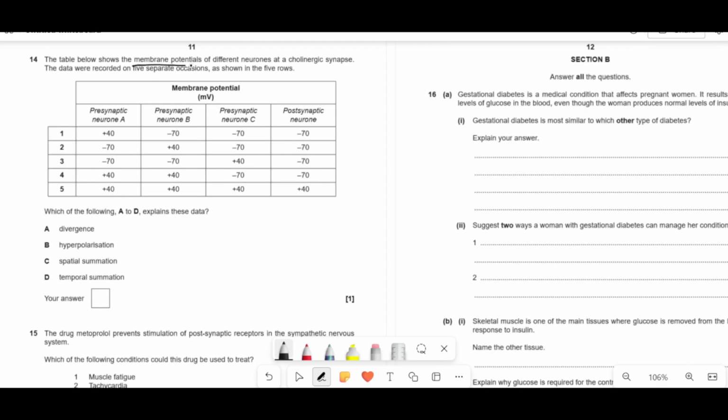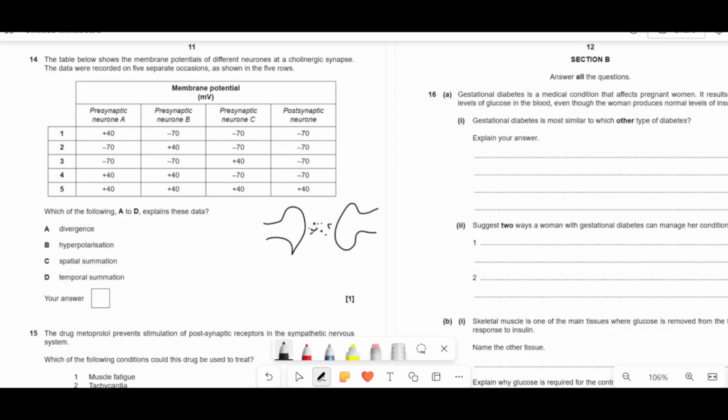The table below shows the membrane potentials of different neurons at a cholinergic synapse. Remember that a synapse is where you have a presynaptic neuron and a postsynaptic one, which could be another nerve, or a muscle or a gland. At a cholinergic synapse, an action potential arrives because of depolarization of the presynaptic membrane. This opens voltage-gated calcium ion channels, Ca2+ enters, and Ca2+ promotes vesicles containing acetylcholine to fuse with the membrane and release the acetylcholine into the synaptic cleft.